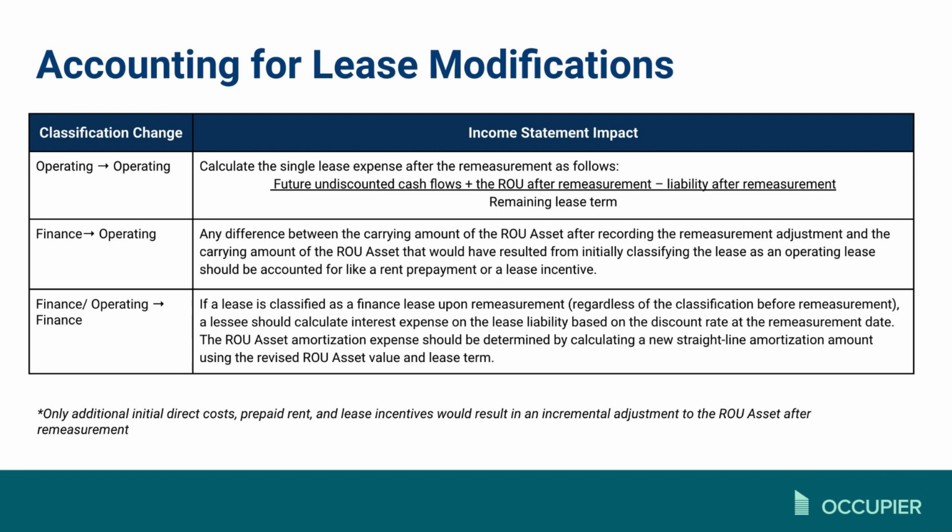For our examples today, we're going to go through operating to operating, but if your classification is changing, there are slight impacts to how that right of use asset changes. For instance, if it goes from operating to finance, it's really going to be about how the amortization works in the finance world. So it's probably the easiest transition.